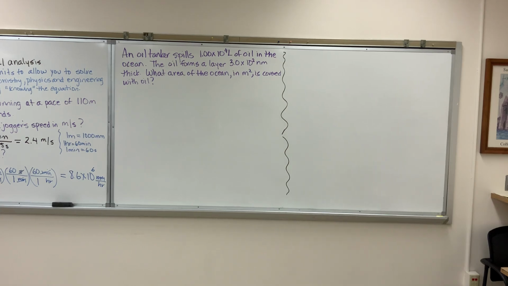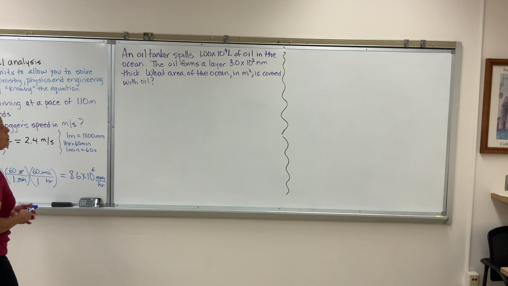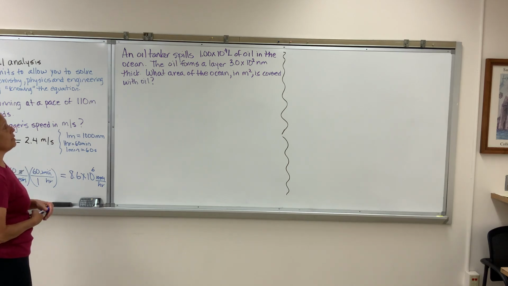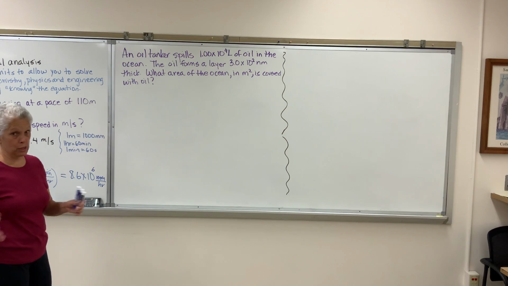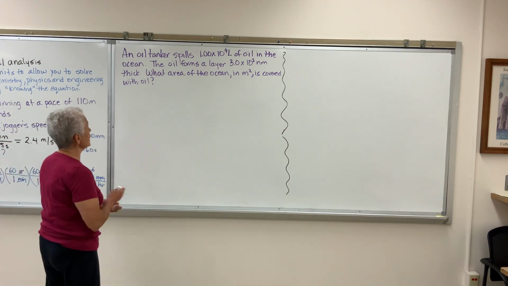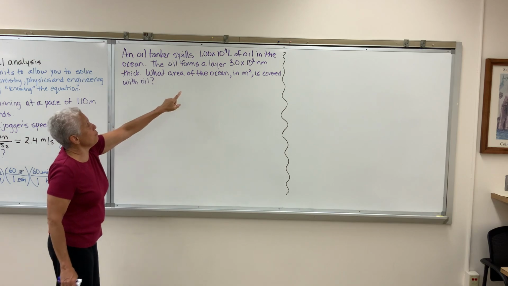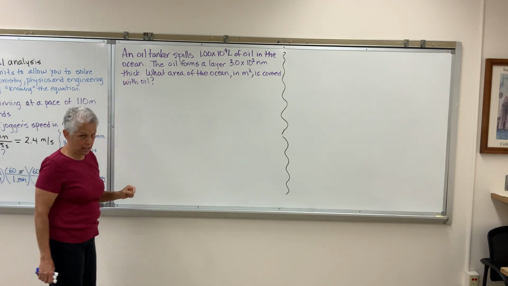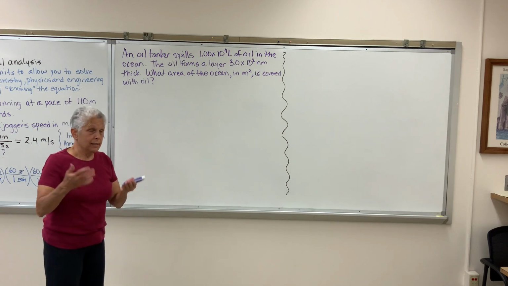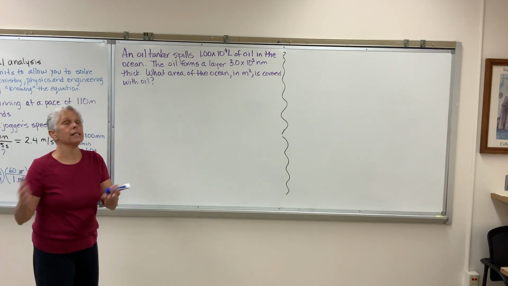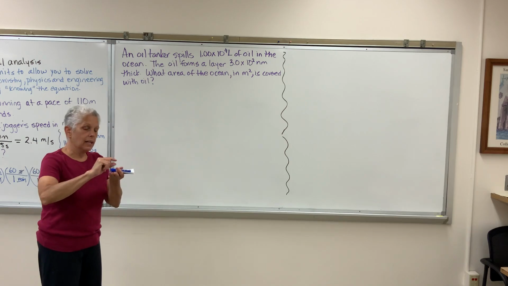Okay, so got a problem here. Let's visualize it a little bit. An oil tanker spills 1 times 10 to the 4 liters of oil in the ocean. That is nothing compared to what an oil tanker often spills when it breaks open, like the Valdez did in Alaska a long time ago, but we picked a number. The oil forms a layer that is 3.0 times 10 to the 2 nanometers thick. Remember, oil floats on water, okay? And so they don't mix. This has to do with intermolecular forces, which is experiment 11.